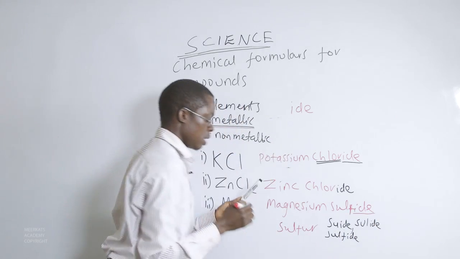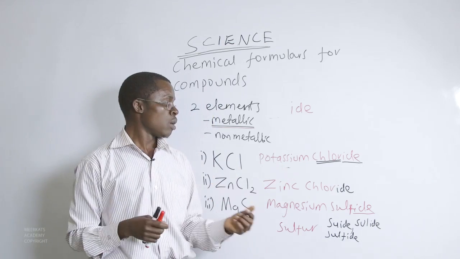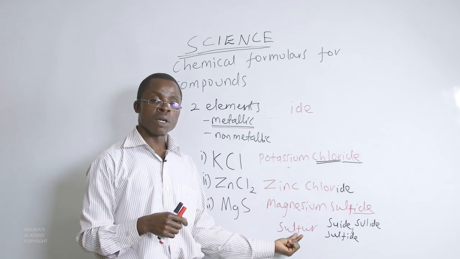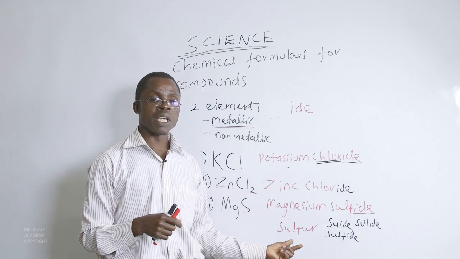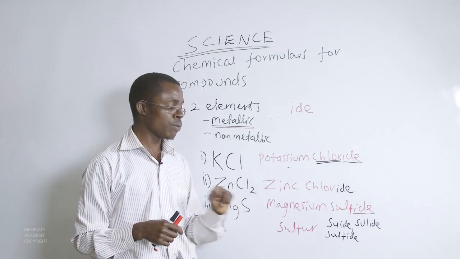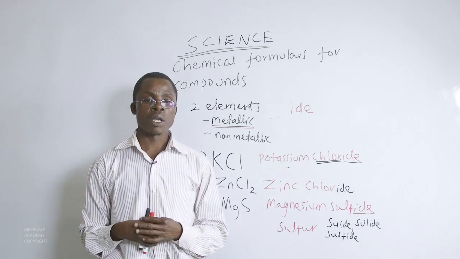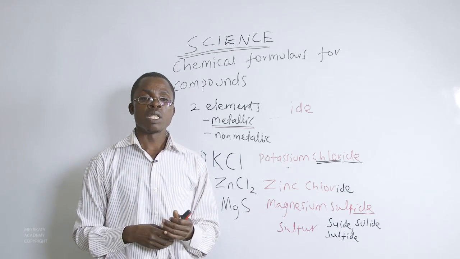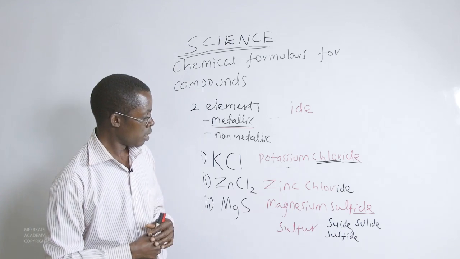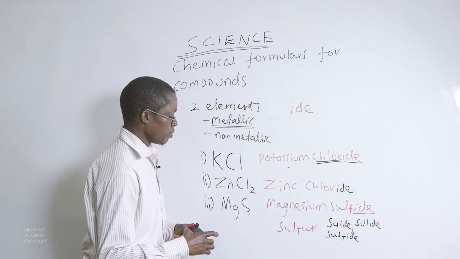Having our IDE. Remember I said earlier that you may find some books where a name like sulfur, instead of F, they also use PH. So we can write sulfur using F, but you can also write sulphur using PH, depending on the origin of the books you are using. They are all correct. So those are the three examples.